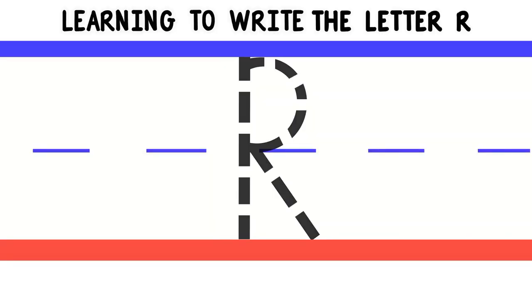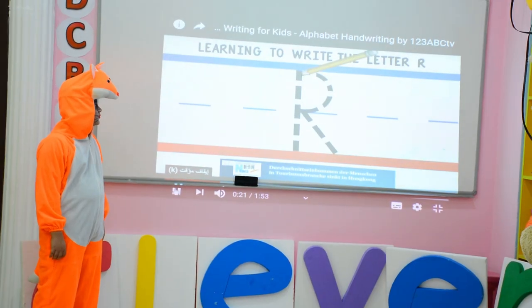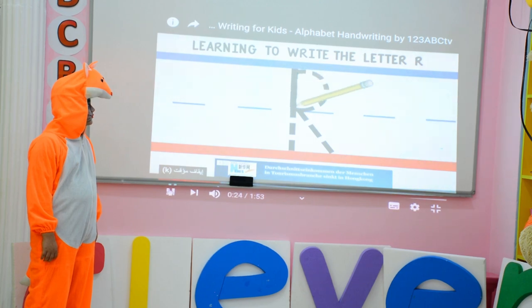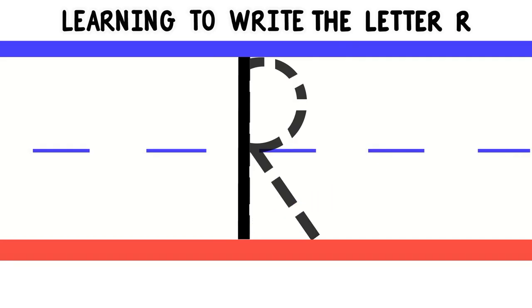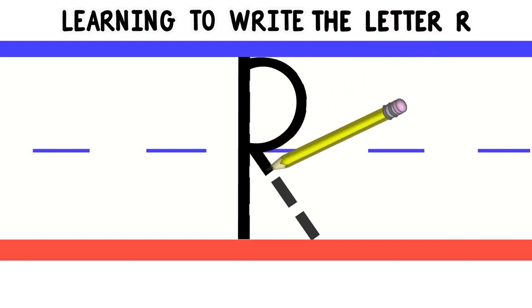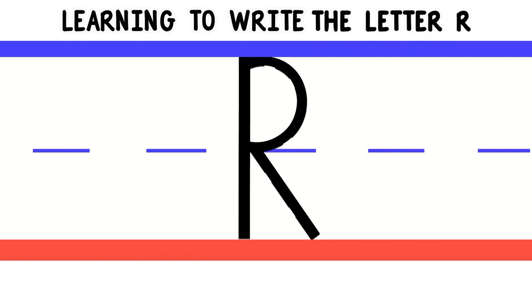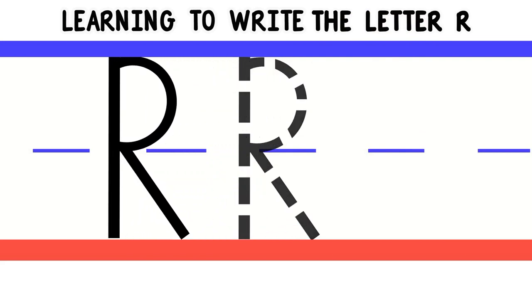Welcome to the classroom. Let's learn how to write the letter R. R as in rabbit. We'll start with uppercase or big R. To write uppercase R, we'll start at the top and do a straight line down. Then go back to the top and do a curved line around. Then we'll do a diagonal line down. Good job! Let's do that again.